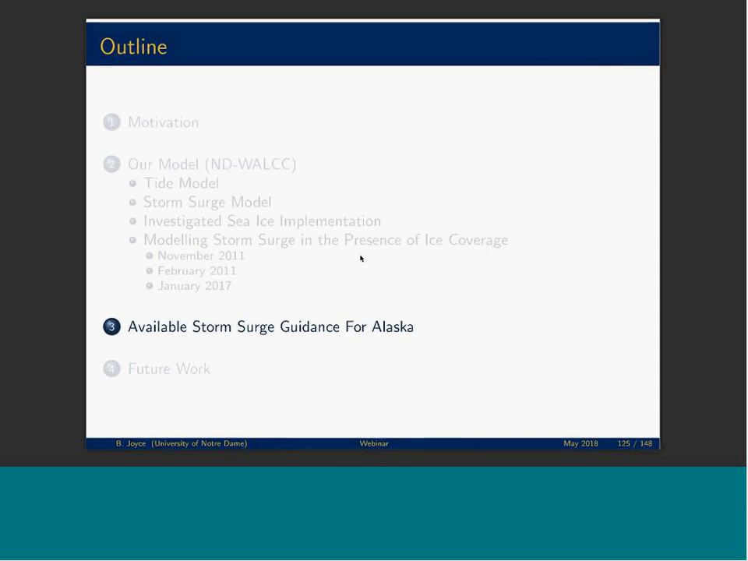So, shifting gears quickly. I want to go over what the available storm surge guidance looks like in Alaska now, and then I'll go quickly over how we are looking to address both the issues with our model and the areas that the guidance doesn't cover at the moment.